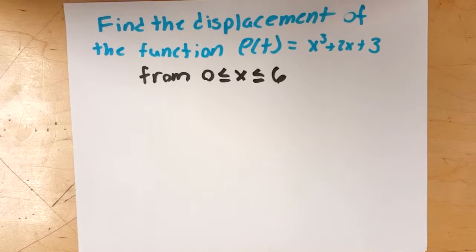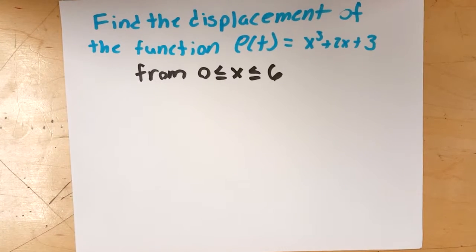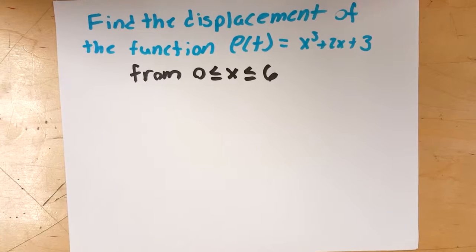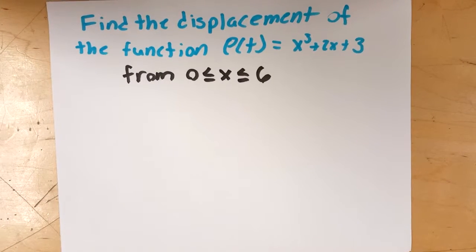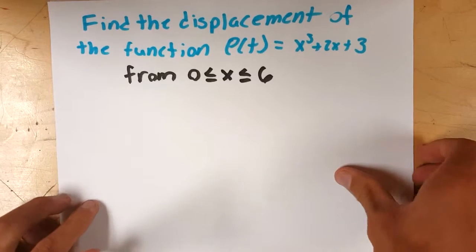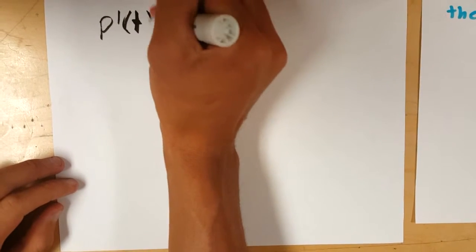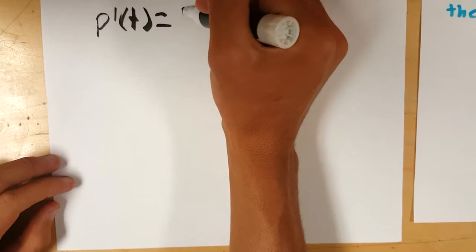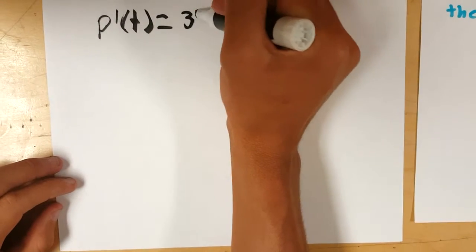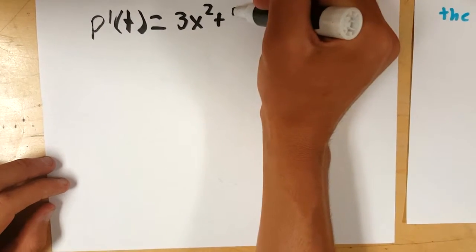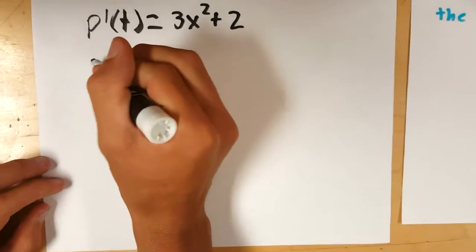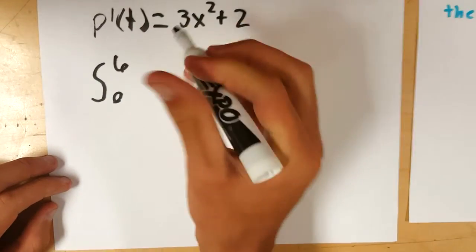Final example we're going to do is you have to find the displacement of the function p(t) equals x cubed plus 2x plus 3. And it's on the interval from 0 is less than or equal to x, which is less than or equal to 6. So this is the position function it's given, and you have to find the velocity function. So first you find the derivative of p(t), which is equal to 3x squared plus 2. And then you integrate that from 0 to 6.